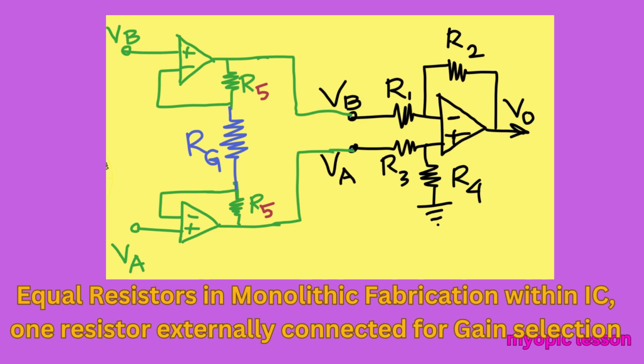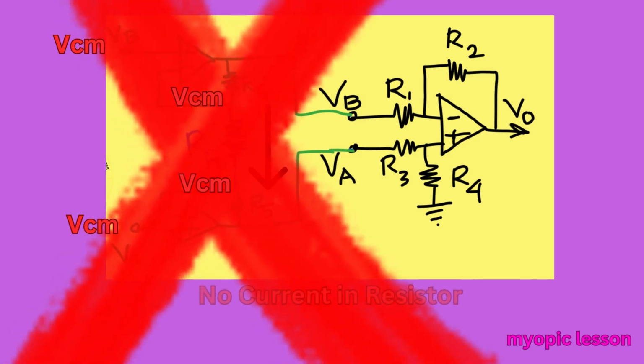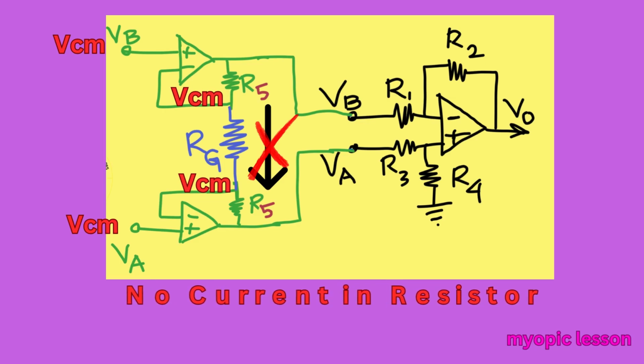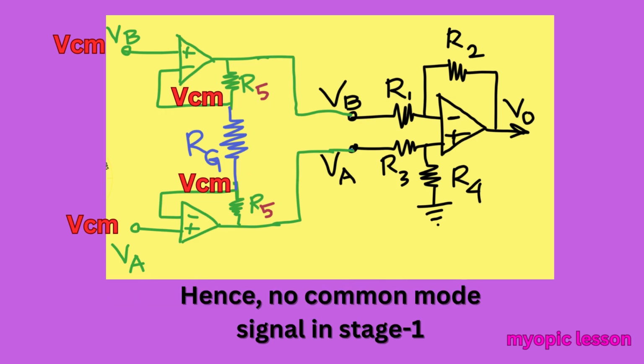The first advantage of such a connection is that either side of RG carries the same common mode signal VCM. As a result, RG does not carry any current due to VCM. So, no common mode signal enters into stage 1.